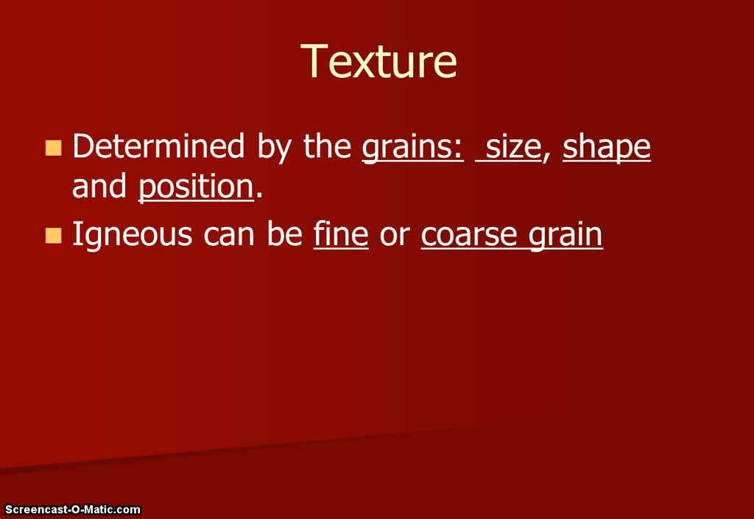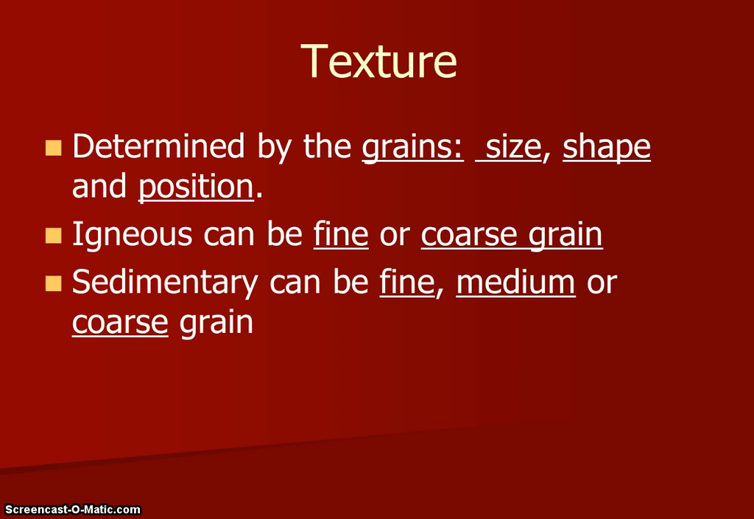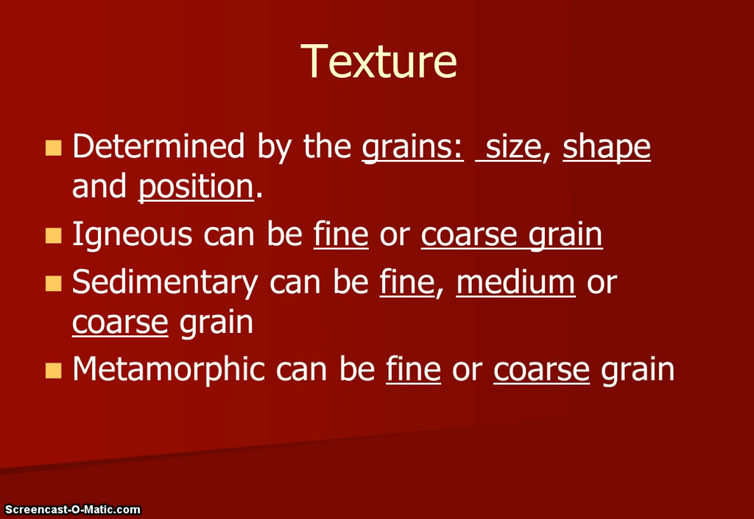Now here's some of the ways that we're going to describe texture. An igneous rock can be fine grained or coarse grained. Fine would be small, coarse would be large. Sedimentary rocks are classified as fine, medium, or coarse grain. Metamorphic rocks are fine or coarse grain.